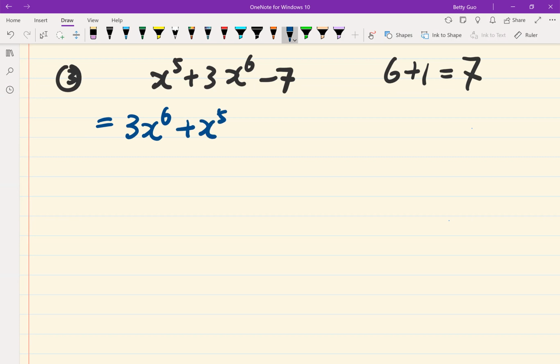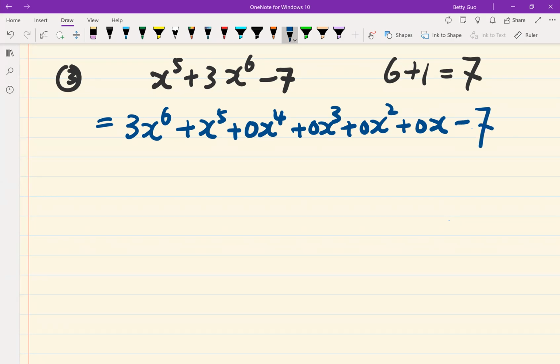Do we have a term with degree 4? No, okay. What do you do if you know? 0 times x to the power 4, right? Awesome. Do we have a term with degree 3? No. Same thing. Degree 2? No. Degree 1? No. Degree 0? -7. Yeah. You see that?